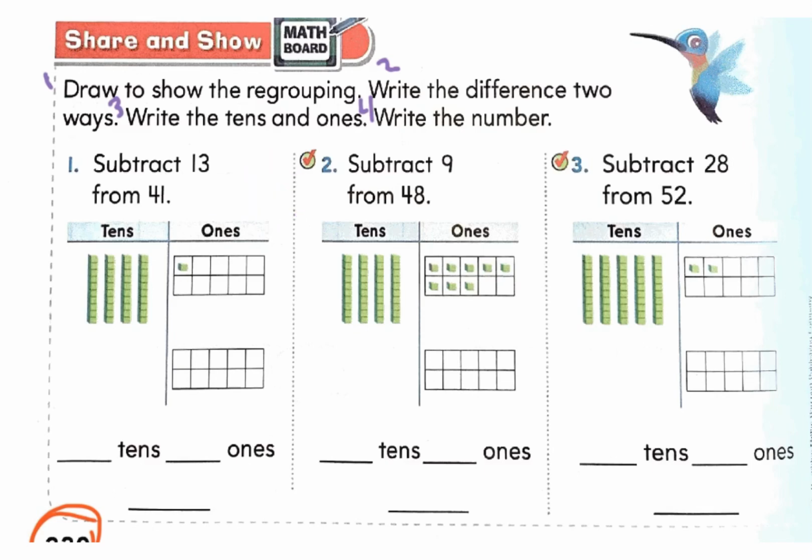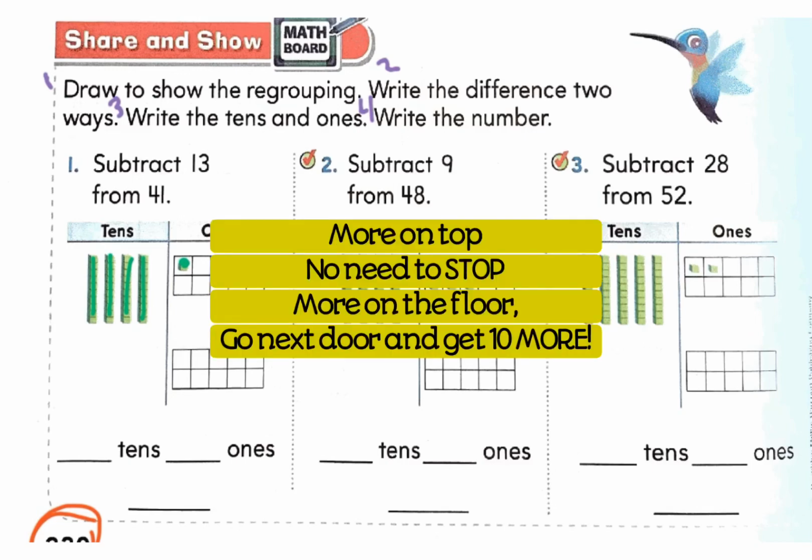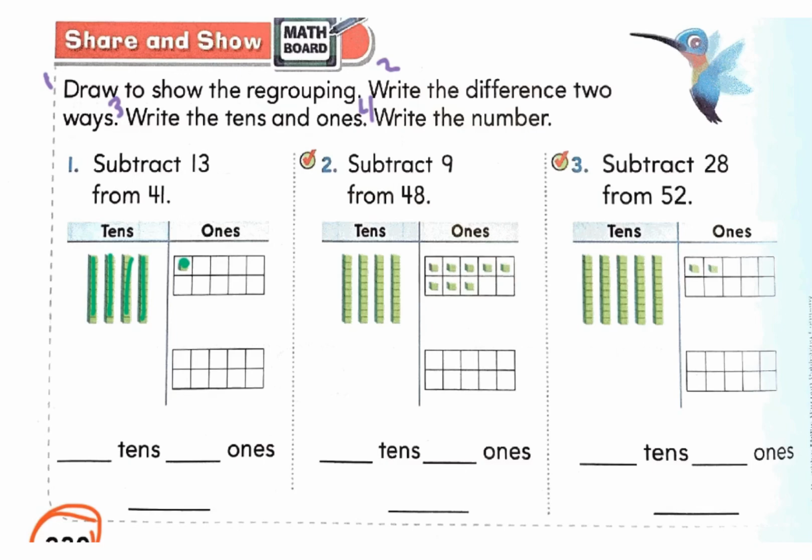First step, draw to show the regrouping. Well, they drew 41 for us. Now, we need to subtract 13. But there's only one 1 there. More on top, no need to stop. More on the floor. Yep, go next door and get 10 more. All right. Hey, neighbor, I need 10. Thanks for sharing.